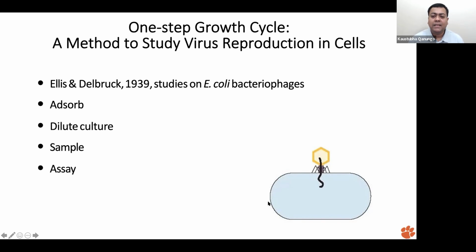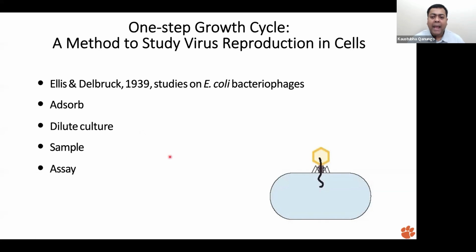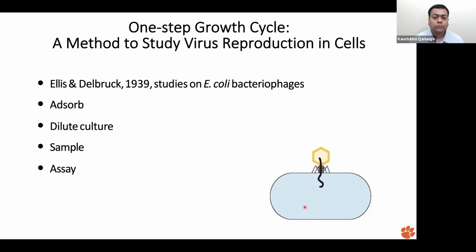Now, remember that in this experiment, the short period of adsorption and then immediately diluting the culture is the most crucial step of all, because you try to infect all the cells at the same time, which we call a synchronous infection. If you don't dilute the culture, then over time you may have other bacteriophages trying to infect the E. coli as well. That's why you dilute the culture.